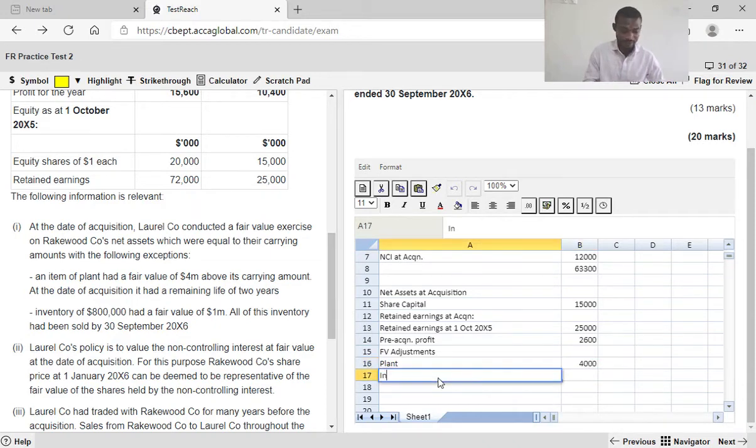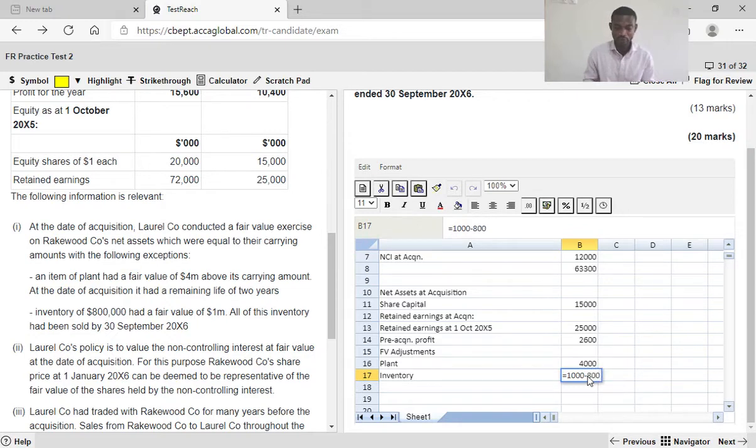And then I'll look at inventory. And please take note of this. Inventory had a fair value of 1 million, carrying amount of 800. So the adjustment should be 1,000 minus 800, and that should give you 200.